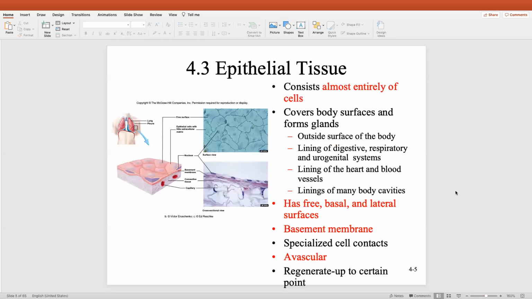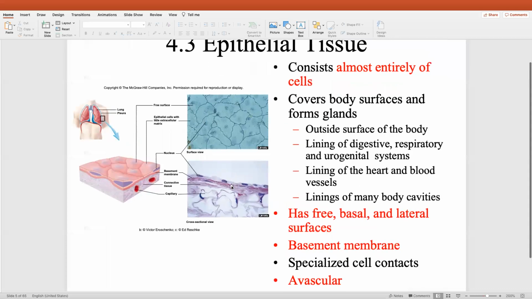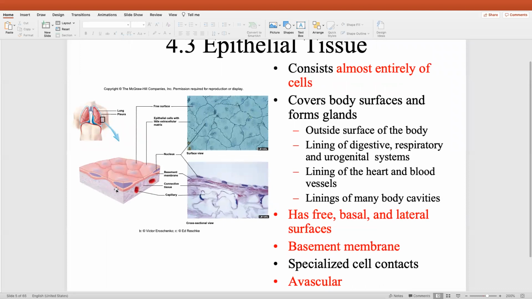Now let's talk about the first type of tissue, epithelial tissue. Epithelial tissue consists almost entirely of cells, right? It covers body surfaces and forms glands. Now with epithelial tissue, it has a free surface where it makes contact with the environment, where you don't have other cells attached to it. So here, this is the free surface over here, right? It has a basal surface. The basal surface is where the cell is anchored to the basement membrane, the foundation. And then it's got a lateral surface where it makes contact with other cells.